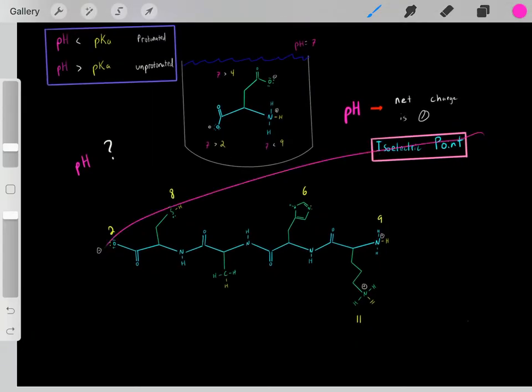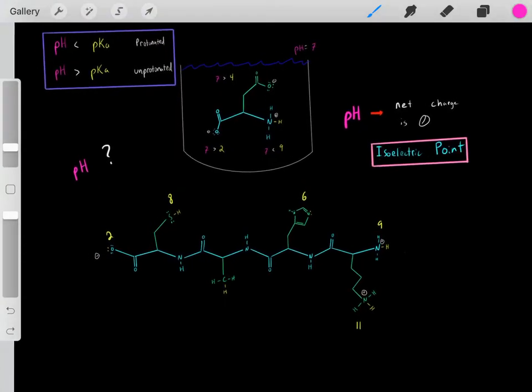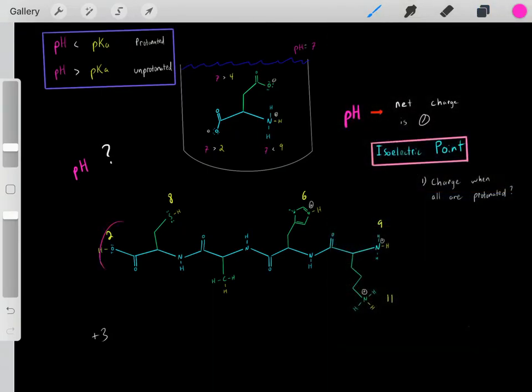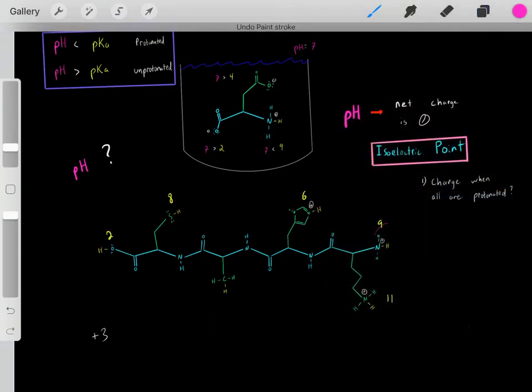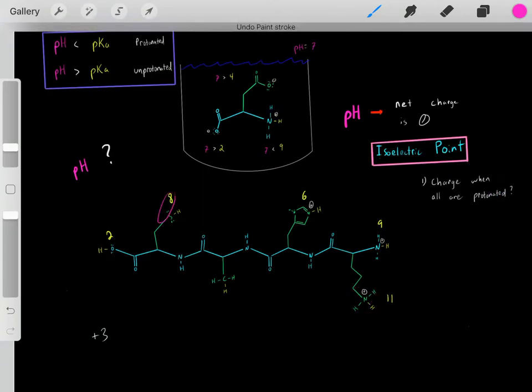So what is the isoelectric point of this polypeptide, the pH when it's neutrally charged? Well, to determine that, we use this simple trick. First thing we do is we take every functional group and we protonate it. We put it in its protonated form. So that's step 1. Protonate each functional group.